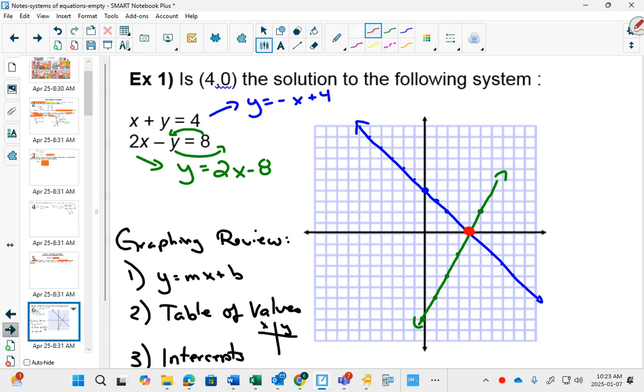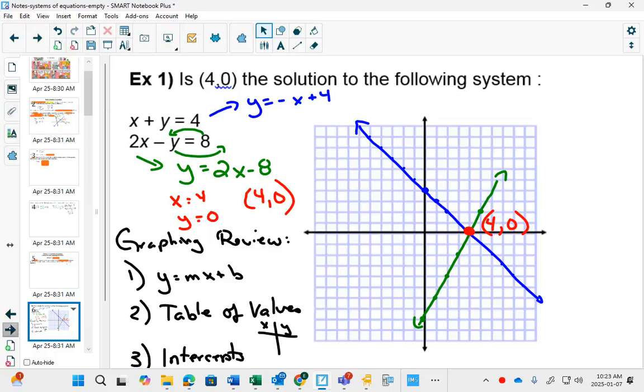And there's my key point. What are the coordinates of that point? My x coordinate is 4. My y coordinate is 0. So I'm going to say that I think the solution to this equation is 4, 0. Let's double check it. Is 4 plus 0 equal to 4? Is 2 times 4 minus 0 equal to 8? Yes.